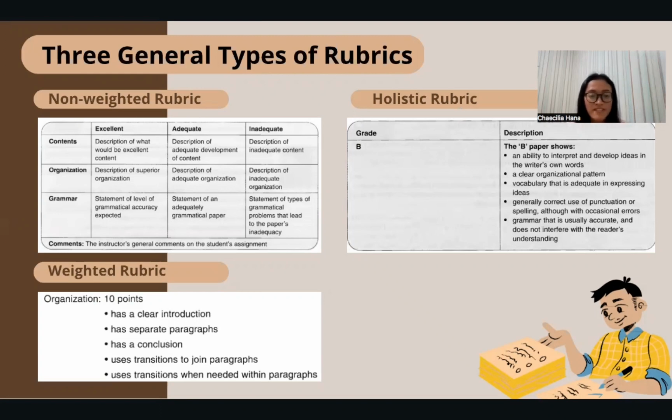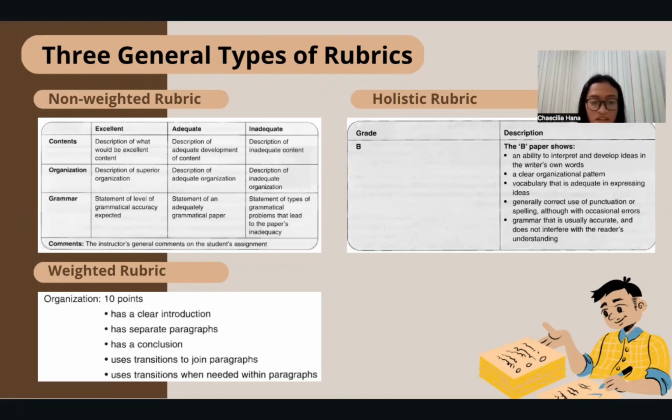This type of rubric provides descriptions of writing quality by level across other writing criteria. With this type of rubric, the teacher will circle or check the level the student has achieved in each of the three categories, and then provide some written comments on the bottom of the page or on the student assignment, like content, that's excellent or not, and the organization, and the grammar, and you can give some comments in here.